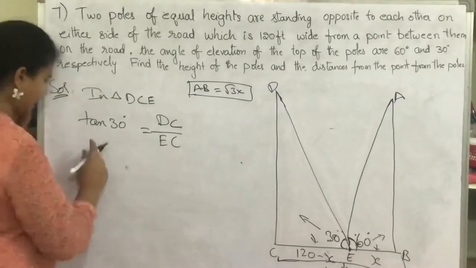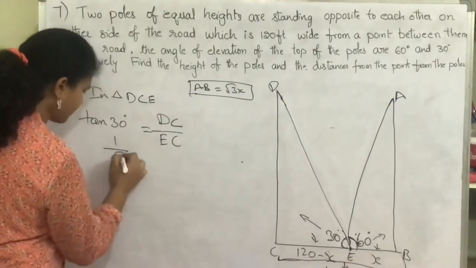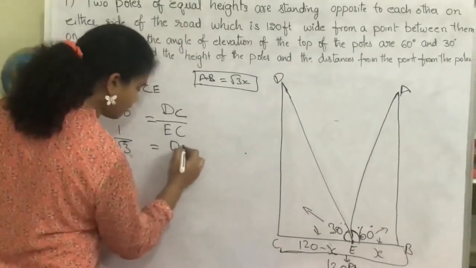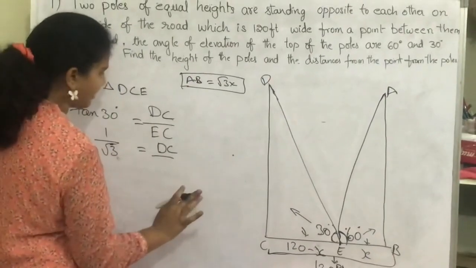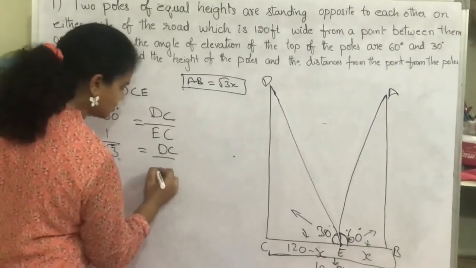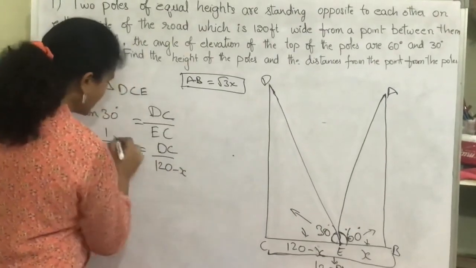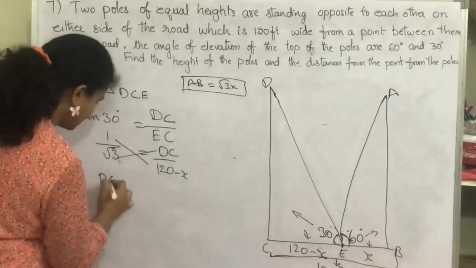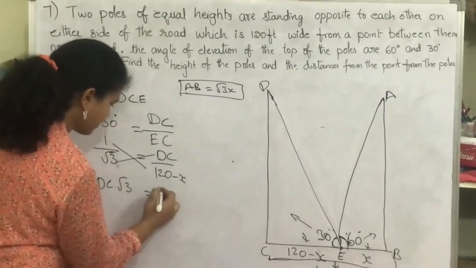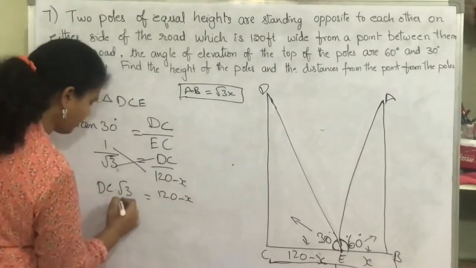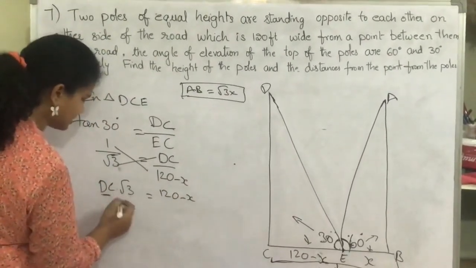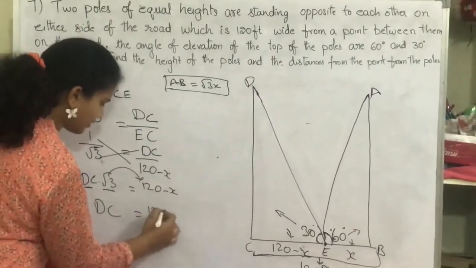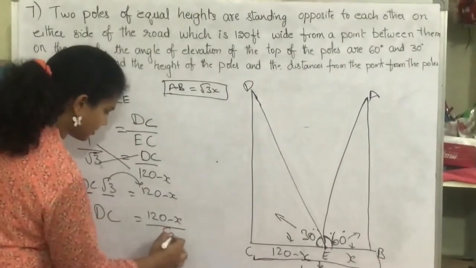Now you have tan 30 degrees, where the value of tan 30 degrees is 1 by root 3, equals DC by EC, as we have no value for DC. EC is 120 minus x, right? Now by cross multiplication, we get DC into root 3 equals 120 minus x. I need the value of DC, so just carry the root 3 to the other side. This becomes DC equals 120 minus x by root 3.